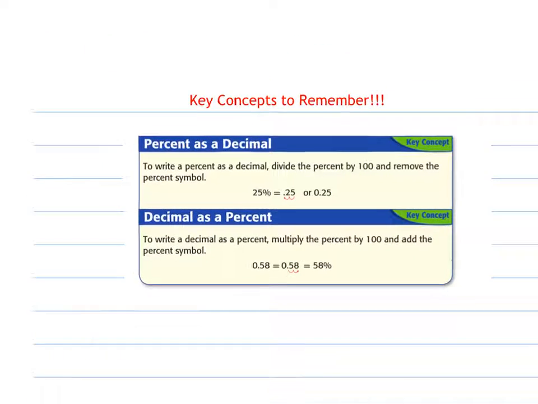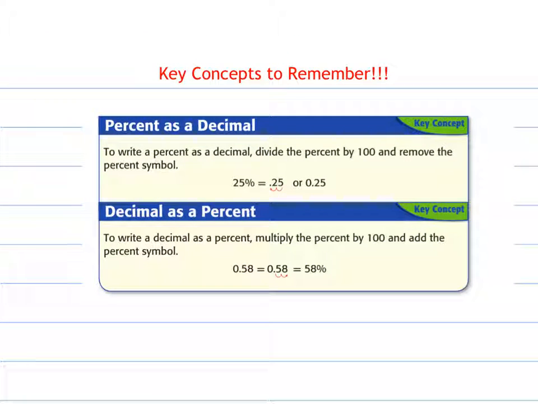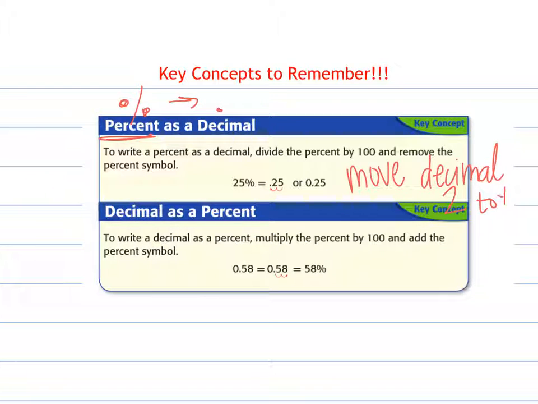Okay, so the main parts of the video here that you should have written down in your notebook. The key concepts that we need to keep in mind as we're moving between decimals and percents. If we have a percent and we are going to a decimal, all that you need to do is divide by 100, which is moving the decimal 2 to the left.